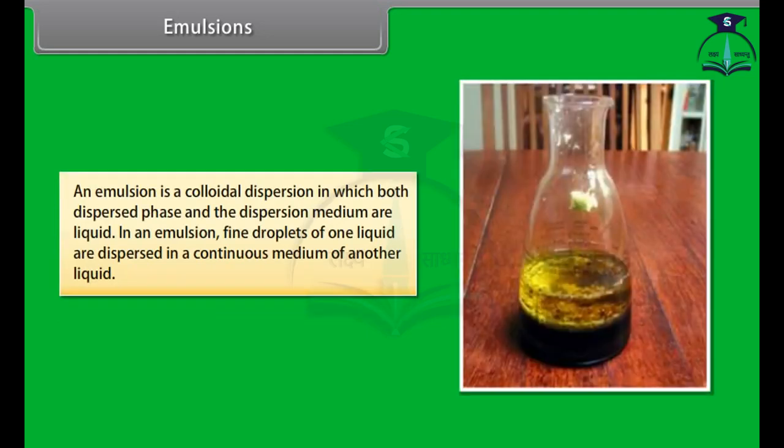An emulsion is a colloidal dispersion in which both dispersed phase and the dispersion medium are liquid. In an emulsion, fine droplets of one liquid are dispersed in a continuous medium of another liquid. Emulsions are of two types: oil in water and water in oil.